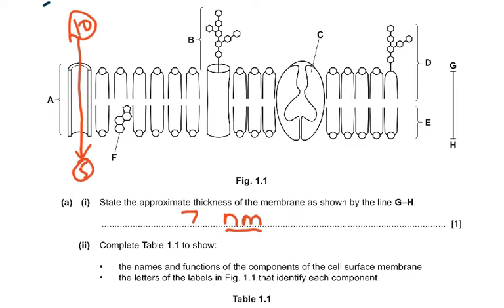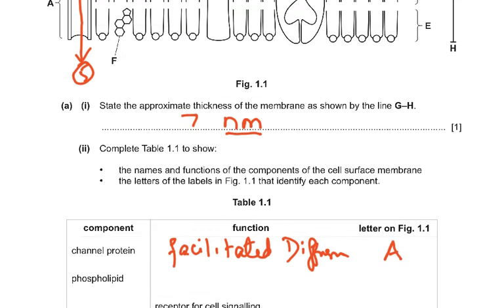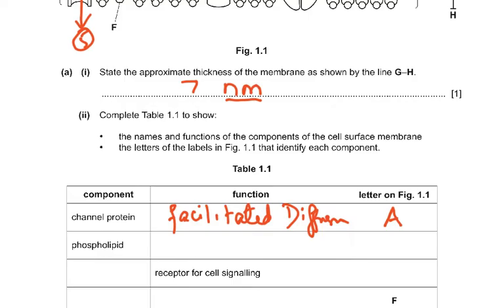B is a glycoprotein. C is a channel carrier protein. D is a glycolipid, and E is a phospholipid layer. GH is the entire phospholipid bilayer. Then which says phospholipid, what would be the phospholipid? Would be E.